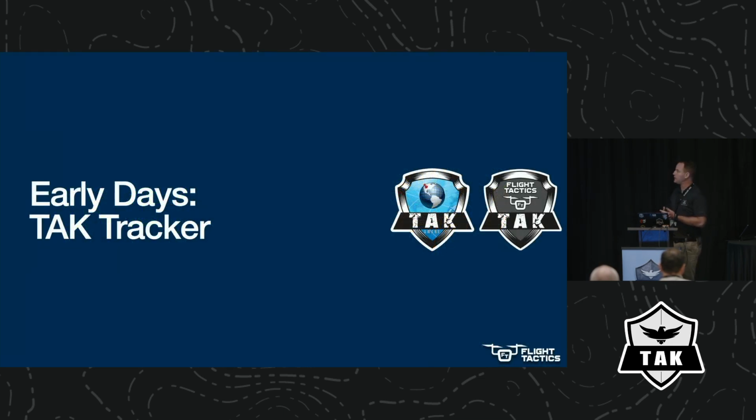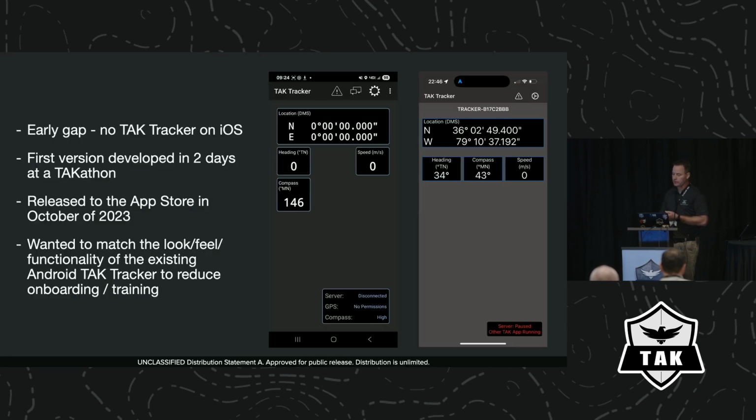So the early days, how did we get started on this? It started actually from the fact that as we started to look at iPhone and iOS, there was no TAK Tracker on iOS. So TAK Tracker, it turns out, is a pretty important tool for us at scale. One, because it doesn't use as much battery life, but also because a lot of what we're doing, you don't need a map necessarily for it. We just need to know the location of the people, especially for volunteers.